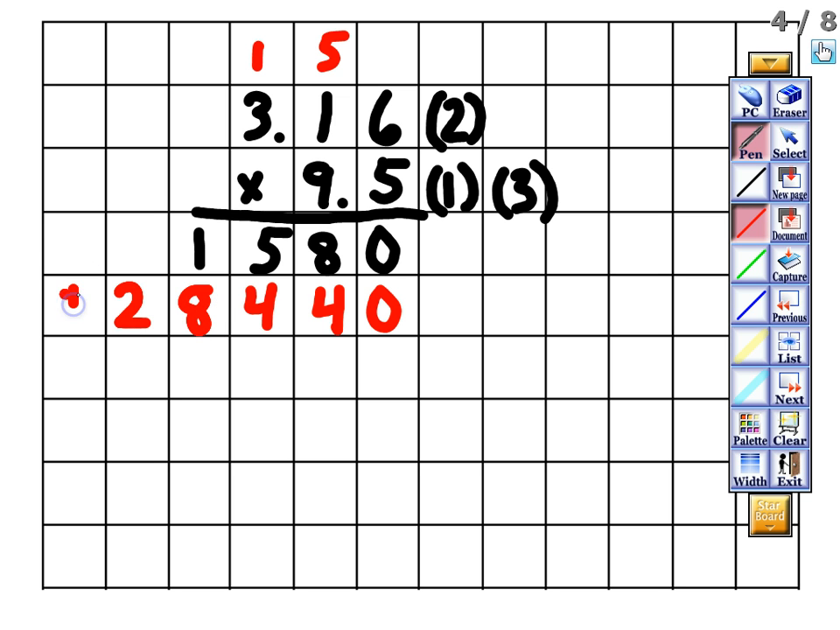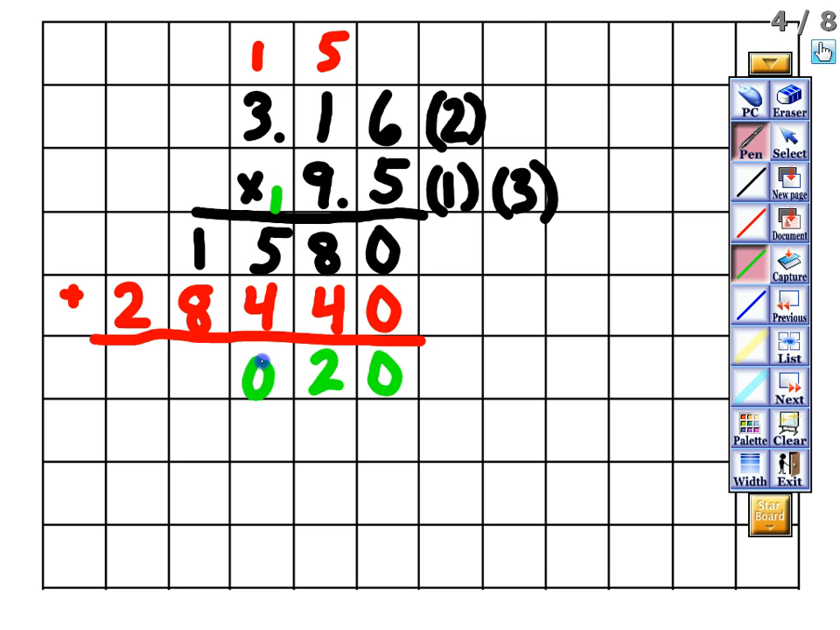Okay, now I've worked really hard with my multiplication. Now it's time to add my partial products. But it's really important that you are not careless. Okay, 0 and 0 gives me 0. 8 and 4 gives me 12. Put a 2 here, carry the 1. 1 and 5 is 6, plus 4 is 10.